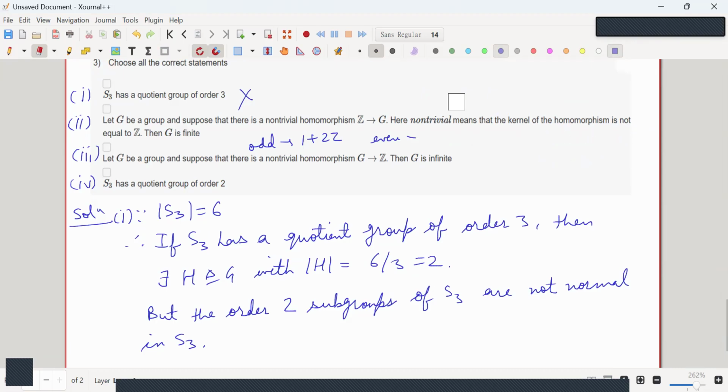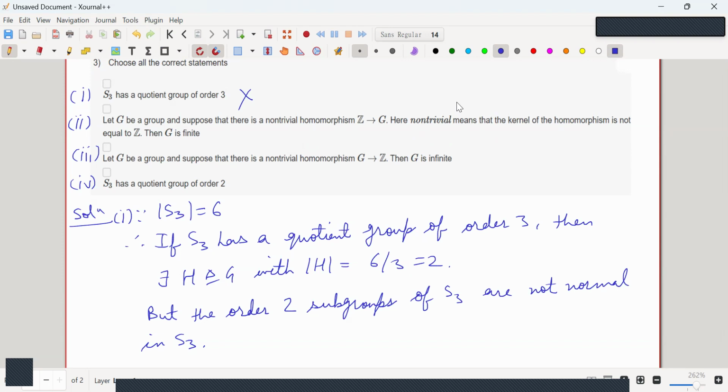But is it the situation every time? To disprove it, we just need to give a counter example. So I can just have the identity map from Z to Z, right? That would be non-trivial, and Z is infinite. So that will work. You can take G to be Z, and then this will work.